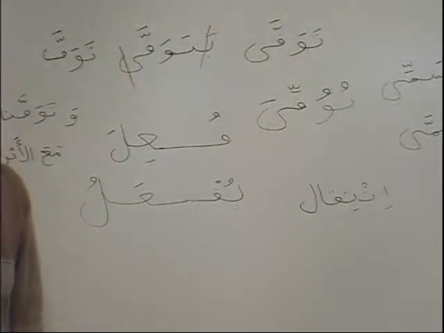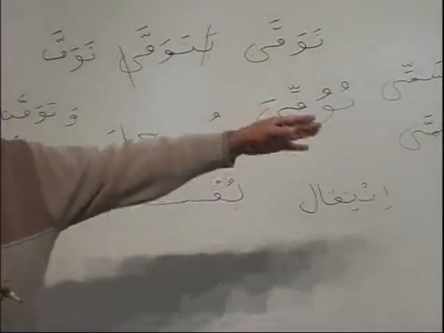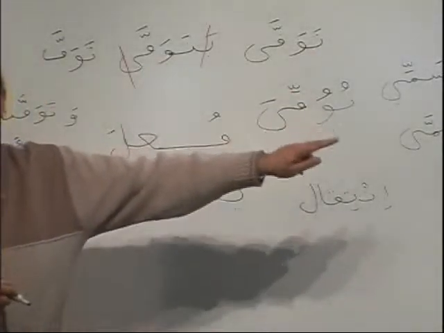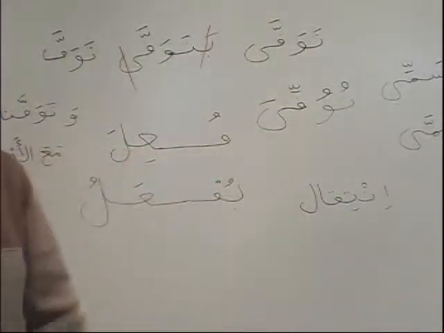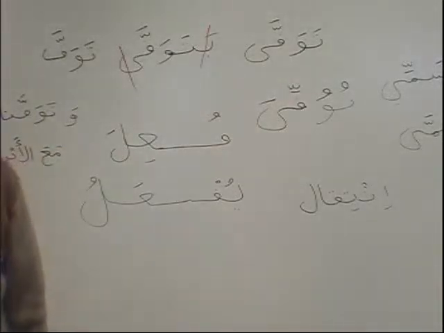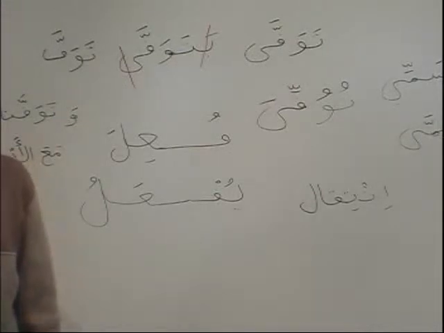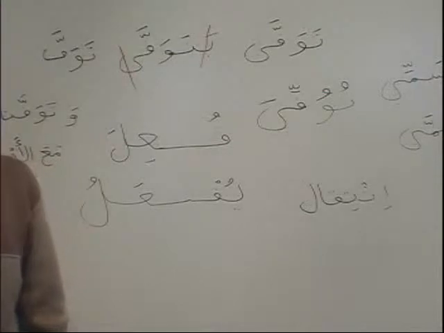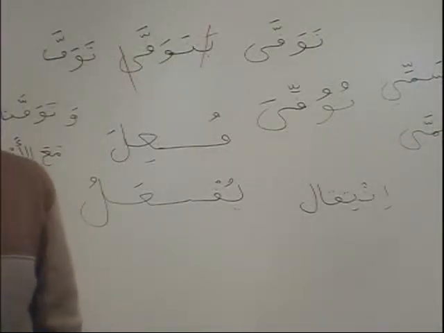Tuwuffiya. Got the idea? See how it happened? Two dhammas. Why two dhammas? Because before Ain Kalima, any mutaharik letter will get dhamma. If there is a sukoon, we'll leave it sukoon. Tuwuffiya. What is the meaning of tuwuffiya? Tawaffa means someone caused someone to die. Tuwuffiya means he died.